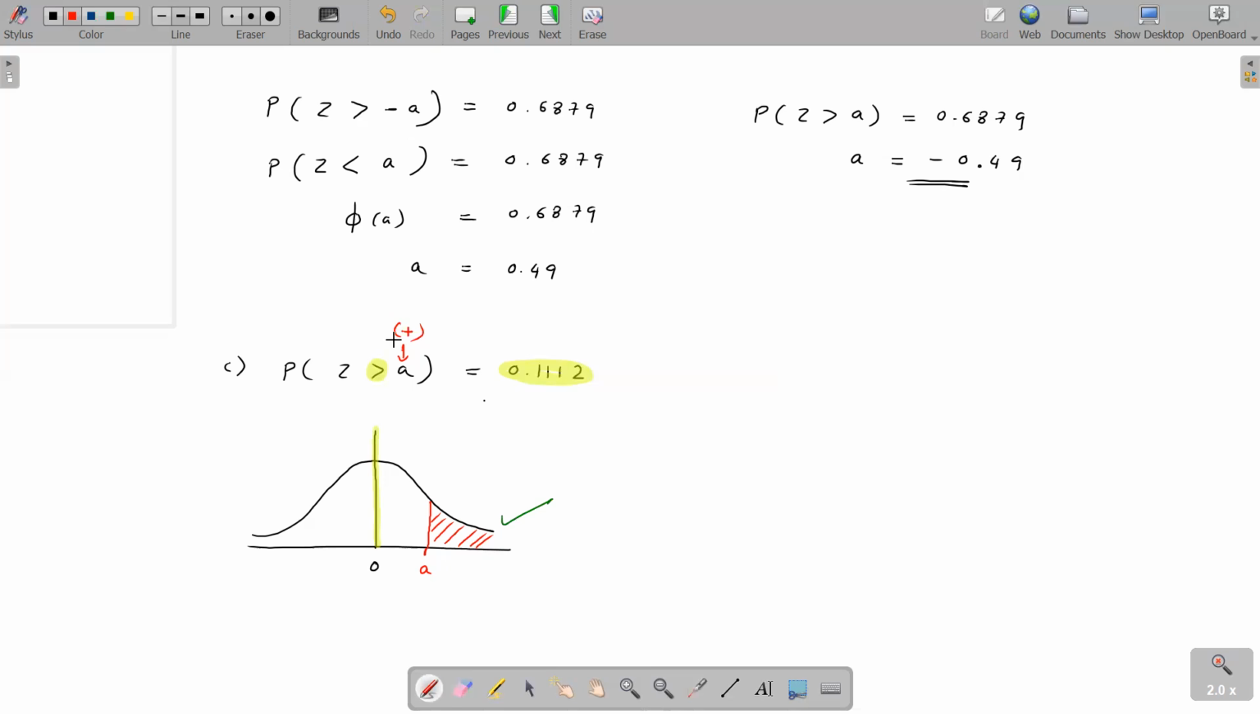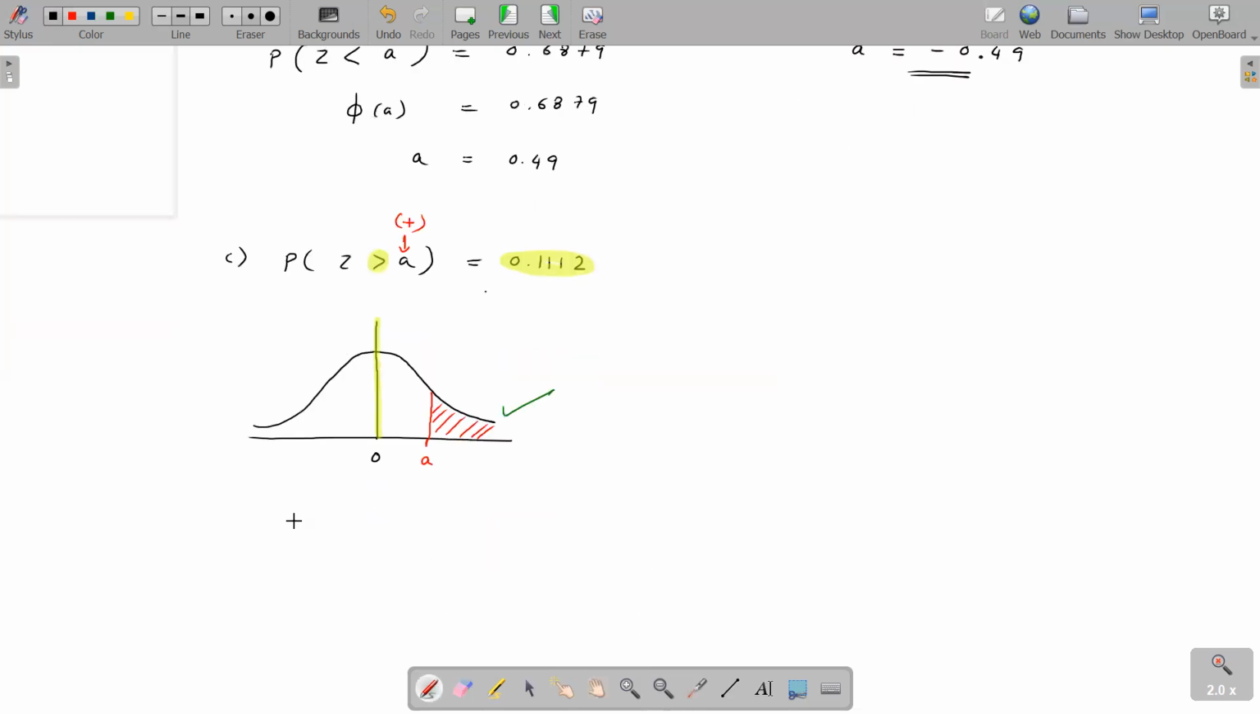So this time you are working with a positive A value, not a negative A value. Okay, so then let's directly work with it. What we are getting here is a positive figure, so we don't need to do any changes. So Z greater than A is 0.1112.